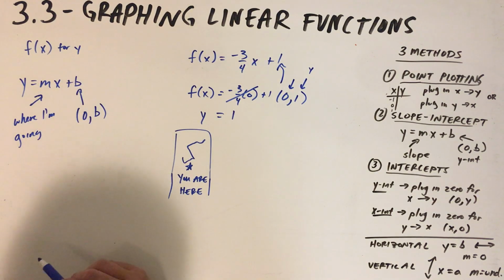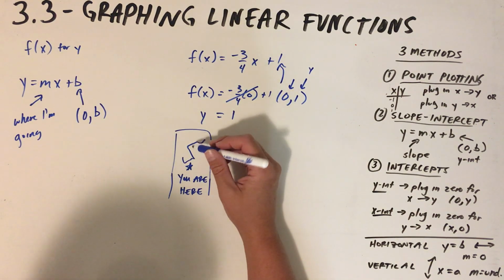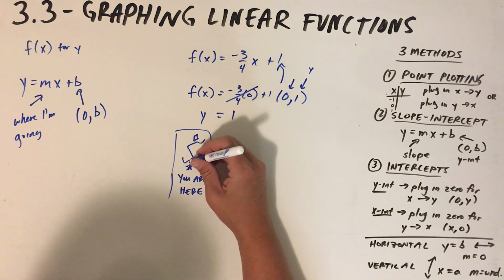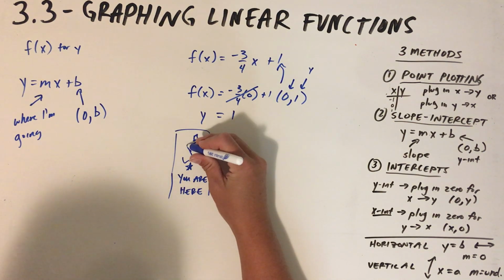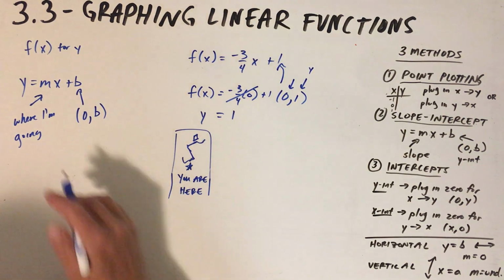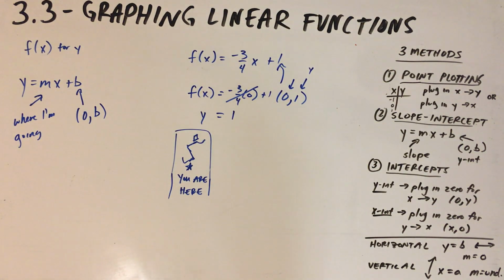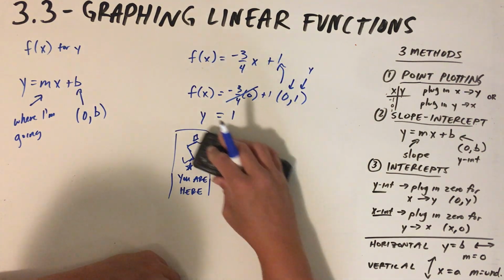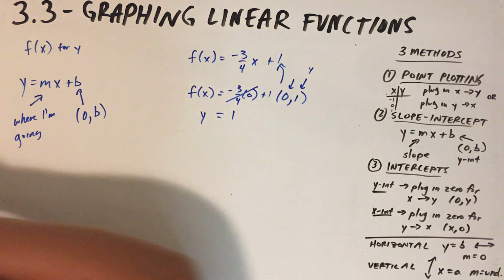Then my slope tells me where I'm going. So you're like, oh, I want to go to this store that's right here, right? So it's going to say, okay, walk this way, then walk this way, then walk this way. That's what slope tells you to do. It says from my "you are here" point, where am I going?